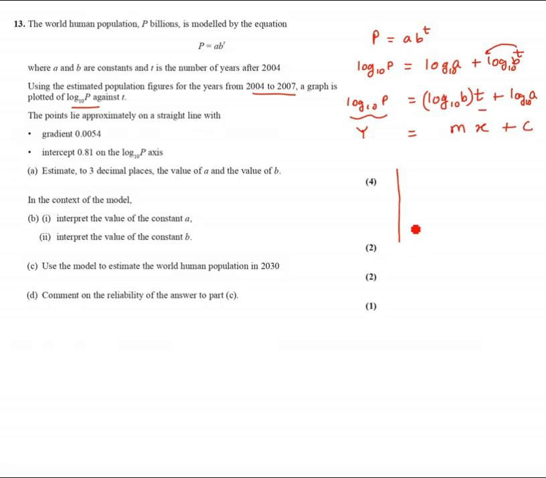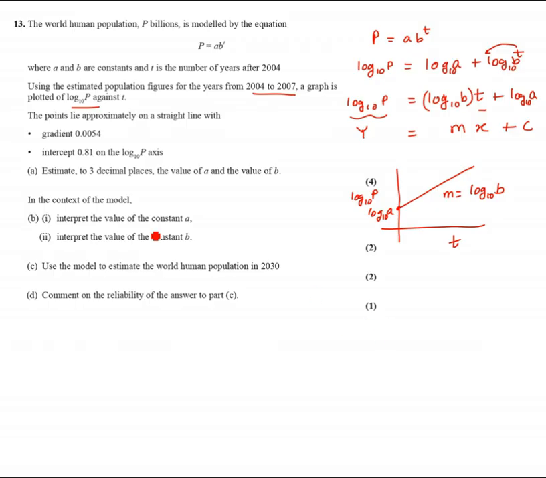So if we sketch the graph, this is your log p to the base 10 versus t, and this value here will be the y-intercept, log a to the base 10, and the gradient of this line will be m equals log b to the base 10.